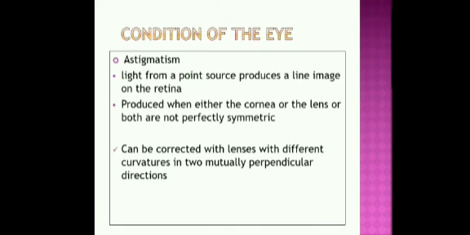And the last condition of the eye is astigmatism. This is where light from a point source produces a line image on the retina. This is produced when either the cornea or the lens or both are not perfectly symmetric. So an astigmatic person will see horizontal and vertical lines not equally distinct and clear because of the unevenness in the curvature of the lens of the eyeball. This condition results in blurred vision and headaches. Astigmatism can be corrected with lenses with different curvatures in two mutually perpendicular directions.